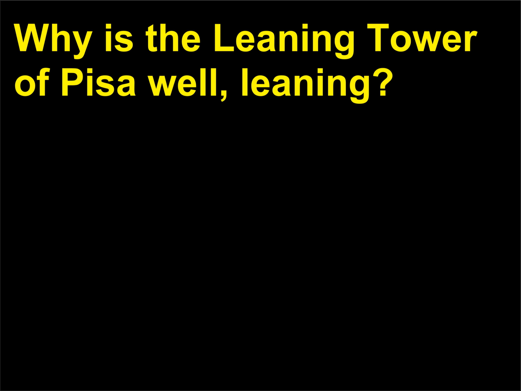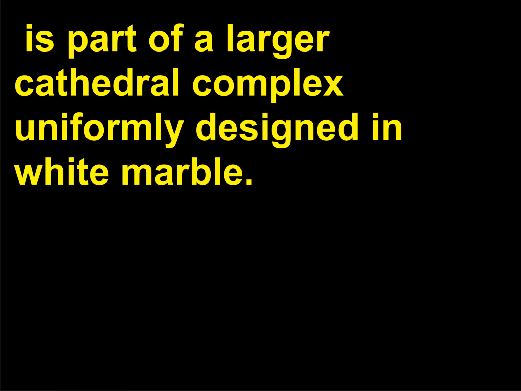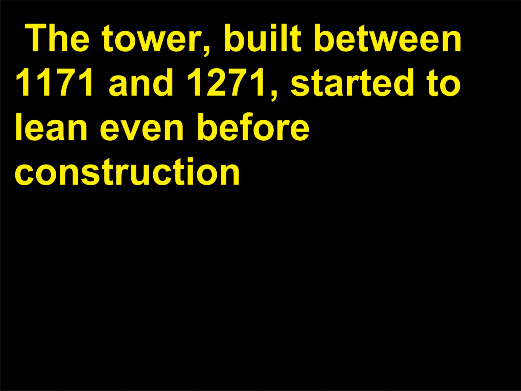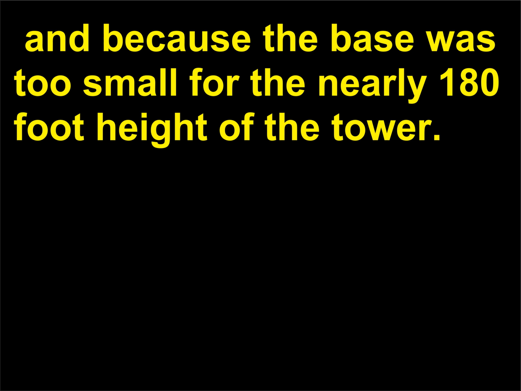Why is the Leaning Tower of Pisa leaning? The Leaning Tower of Pisa, or Campanile, Italian for bell tower, is part of a larger cathedral complex uniformly designed in white marble. The tower, built between 1171 and 1271, started to lean even before construction was completed because of the soft ground upon which it was built, and because the base was too small for the nearly 180-foot height of the tower.